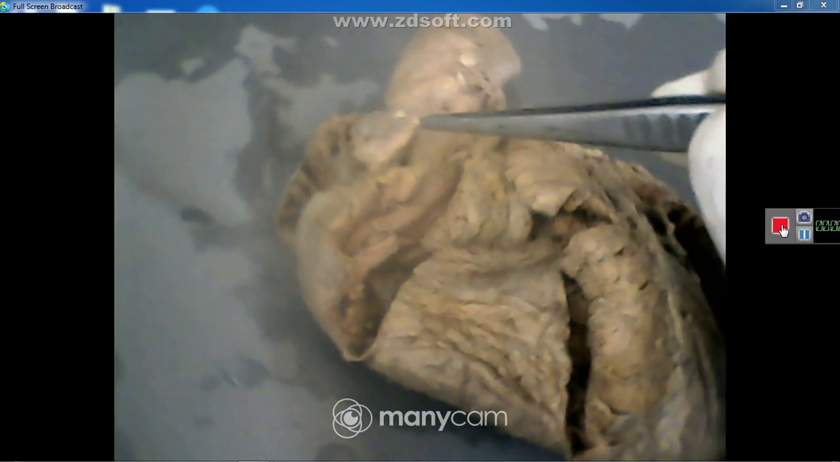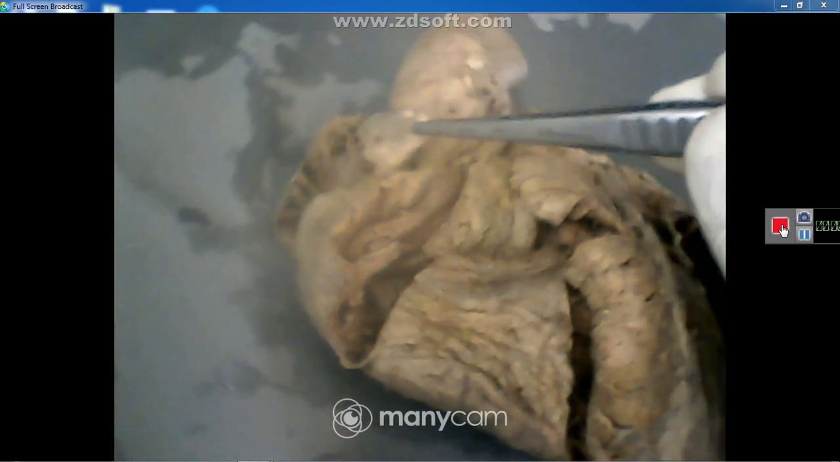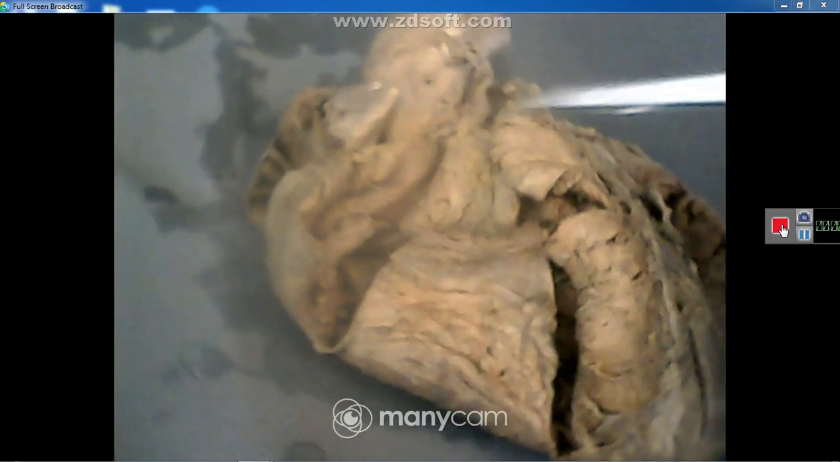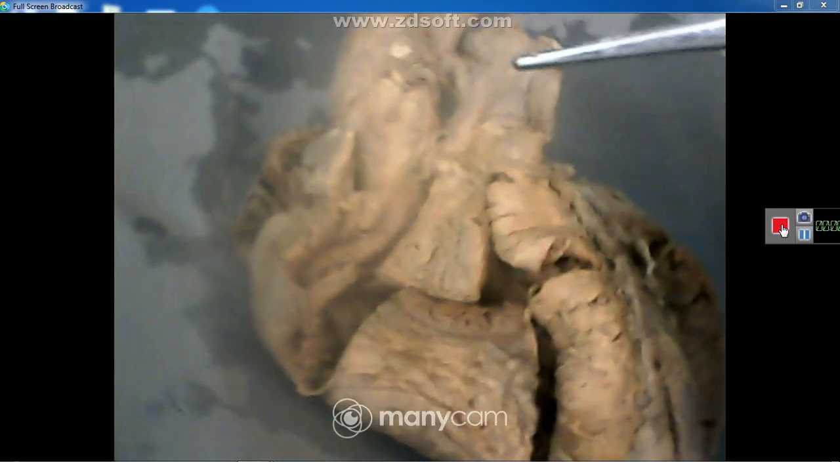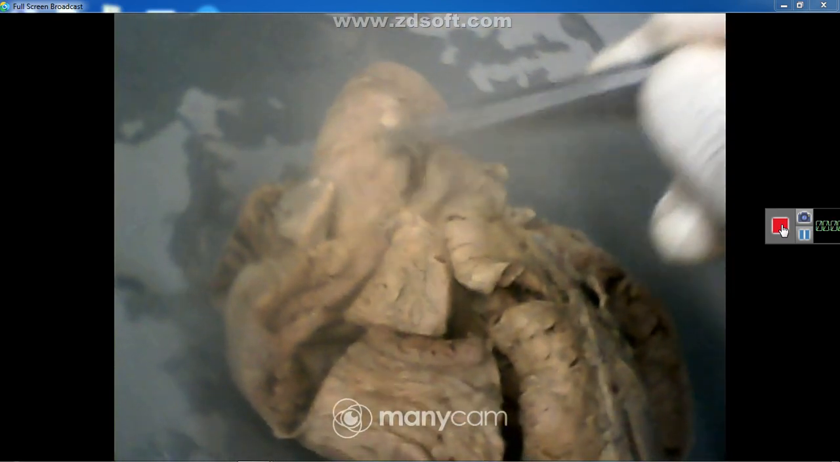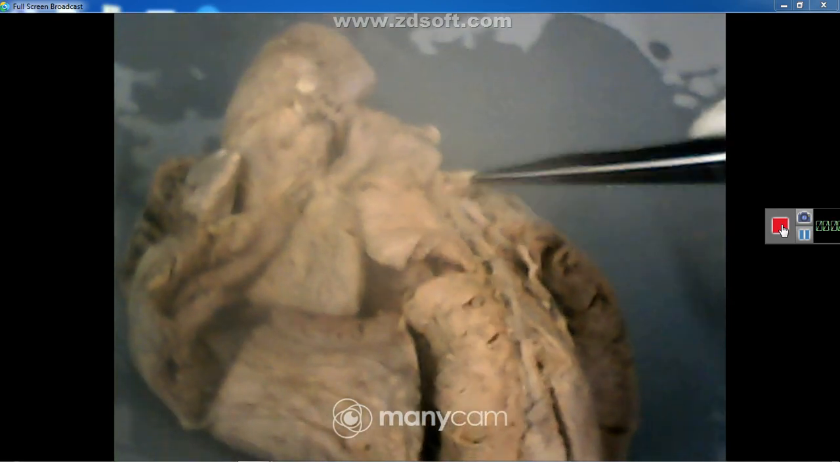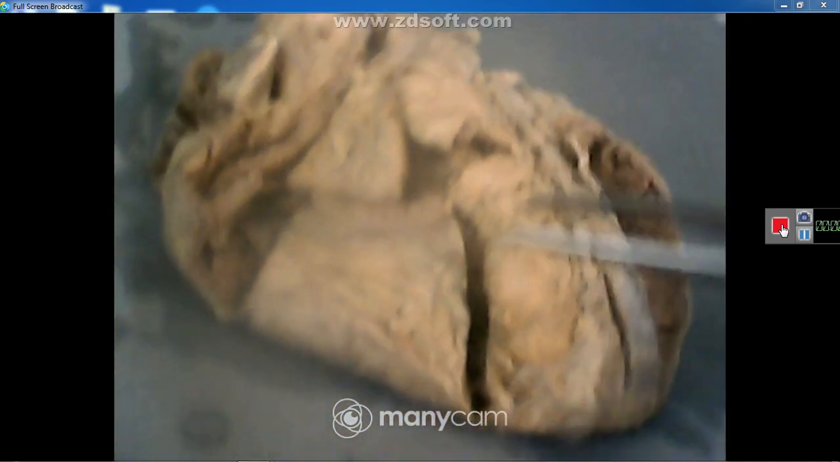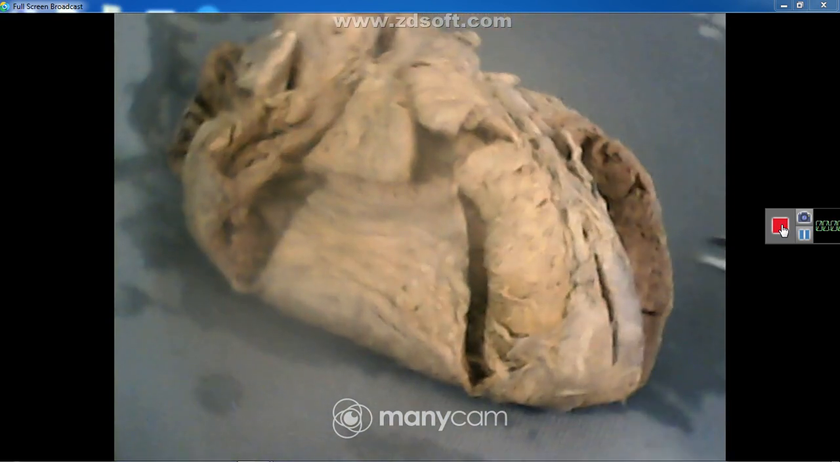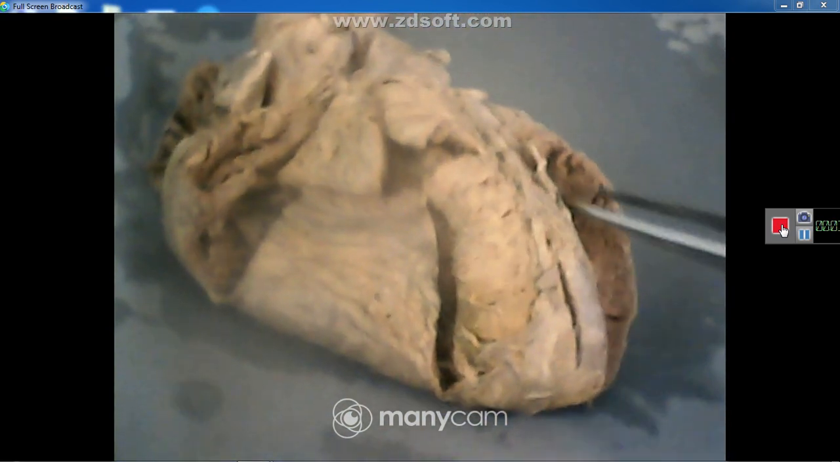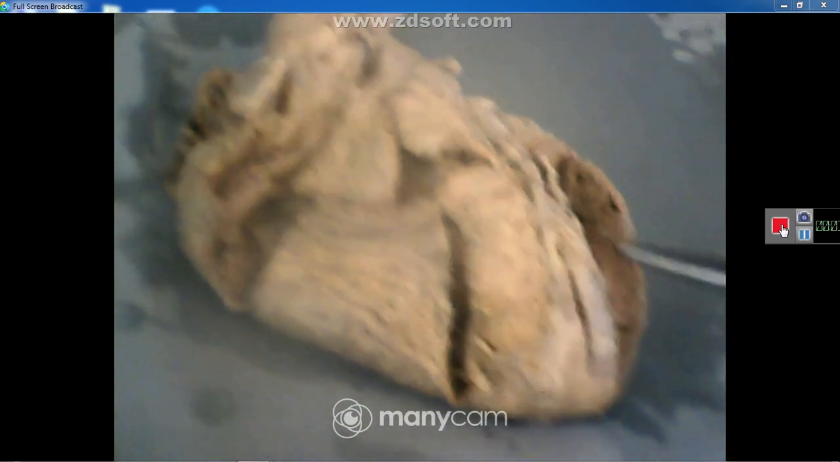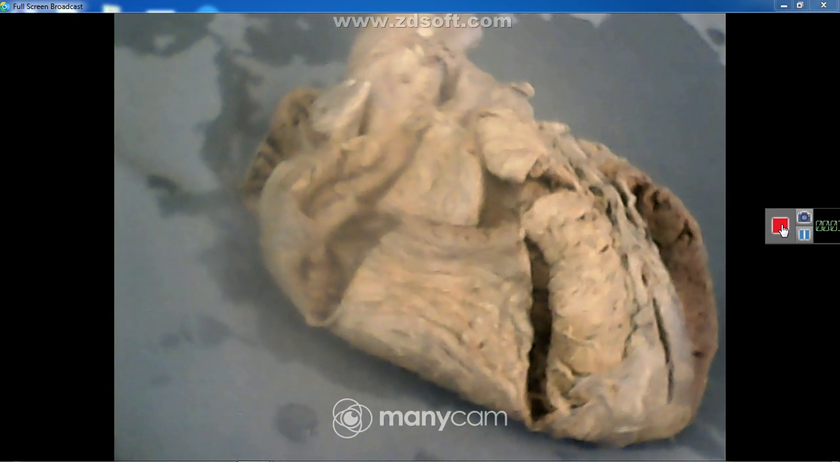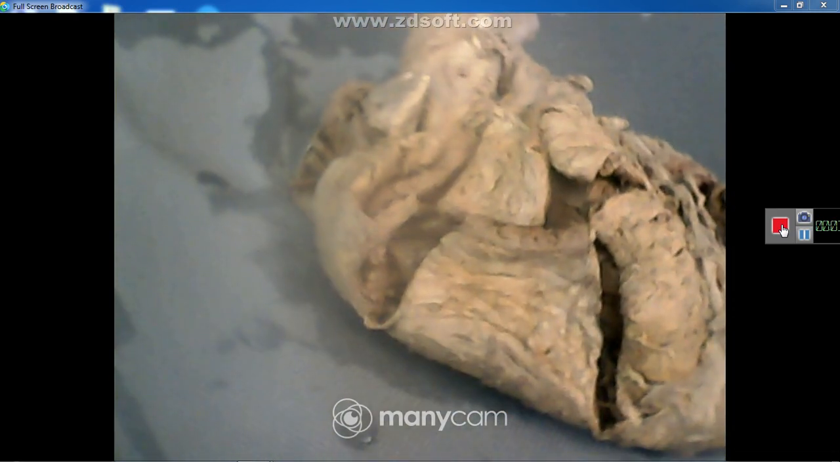This is the right auricle, the auricle of the right atrium. This is the pulmonary trunk. This is the aorta, and this is the left auricle. This is the right ventricle. This is the left ventricle, and you can see this is the anterior interventricular artery running in between the right ventricle and left ventricle. So I will open first the right ventricle.